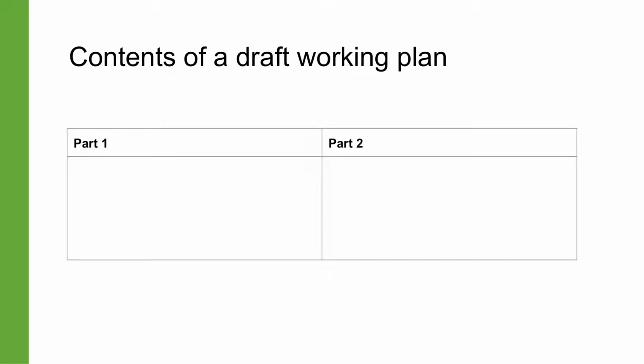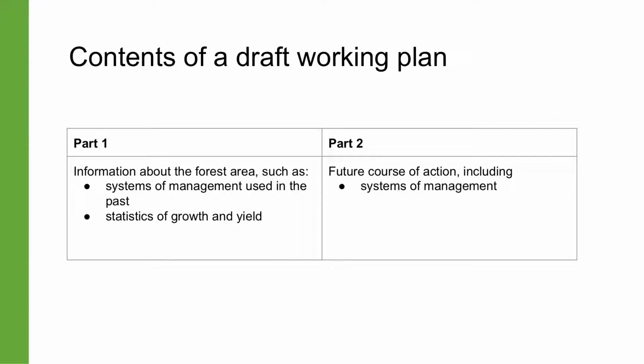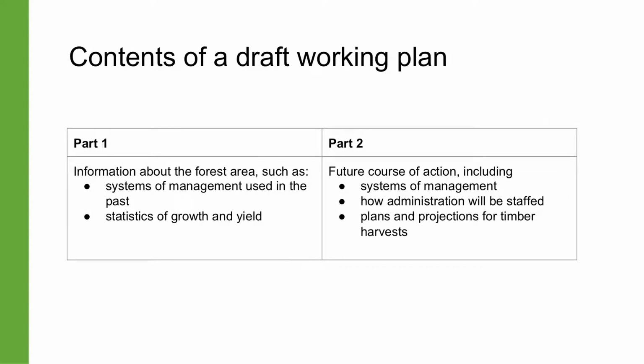The draft working plan must have two parts. The first provides the relevant information about the forest area, including the systems of management used in the past and the statistics of growth and yield. The second part, based on that information, charts the future course of action. It will describe, among other things, the systems of management to be used, how the administration for the area will be staffed, and the plans and projections for timber harvests.